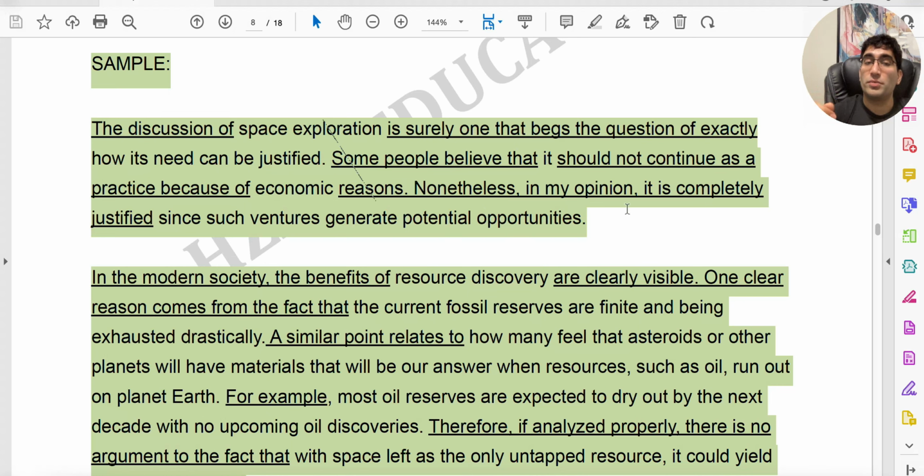And then you go with your opinion. In my opinion, it is completely, I like the word completely because it's an adverb. The more adverbs you have, the better. It is completely justified since, then you give your reasoning. Okay, whatever reasoning you have, make sure that that reasoning then is expanded in the body paragraphs. Now we're going to look at the body paragraph.